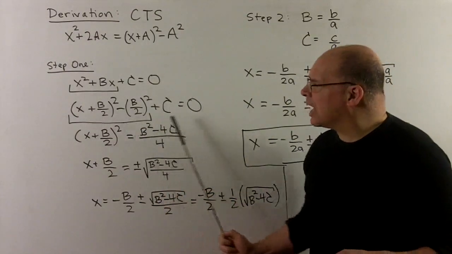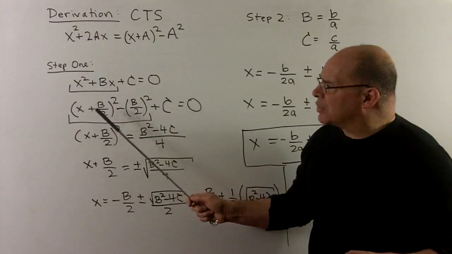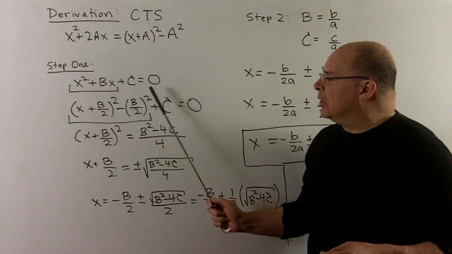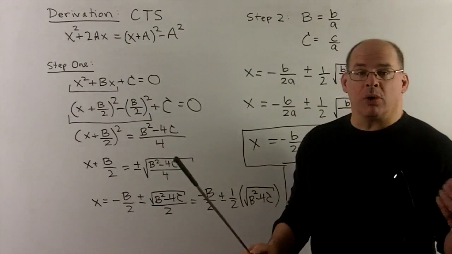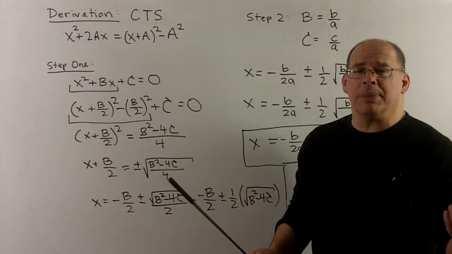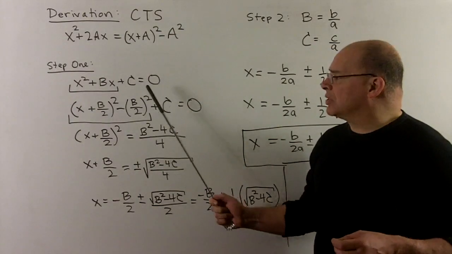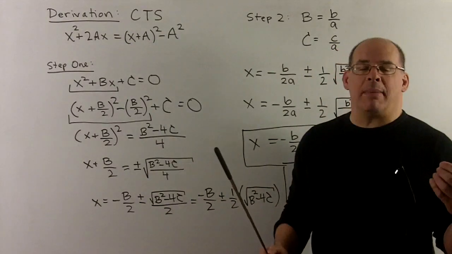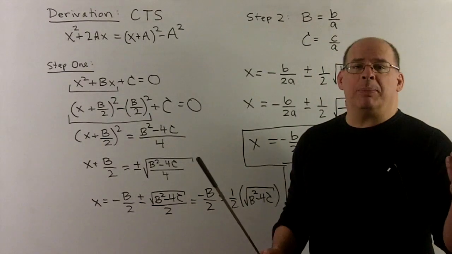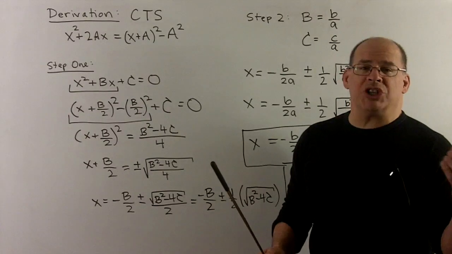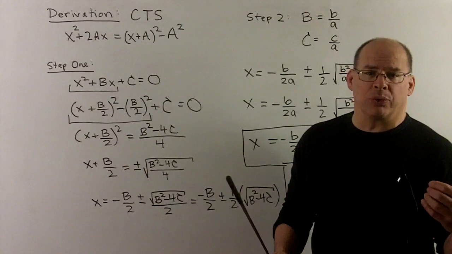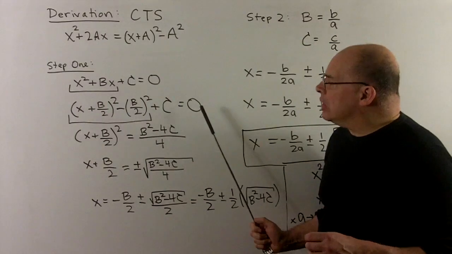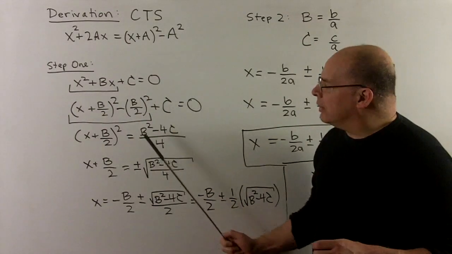We want to clean this up so we can isolate the (x plus b over 2) squared term. The (b over 2) squared is going to go to b squared over 4. It has a minus in front, so if I move it to the other side, it becomes b squared over 4. The c, when we move it over, becomes a minus c. If I want to put everything over a common denominator, I'm going to change it to minus 4c over 4. So we have b squared minus 4c over 4, and we see the discriminant in the numerator.